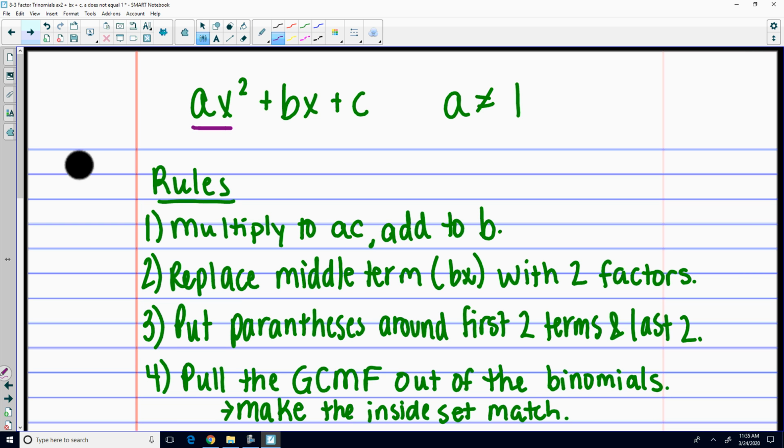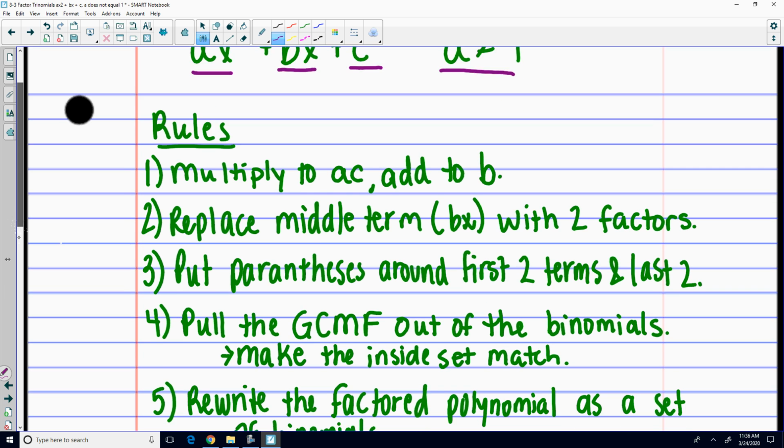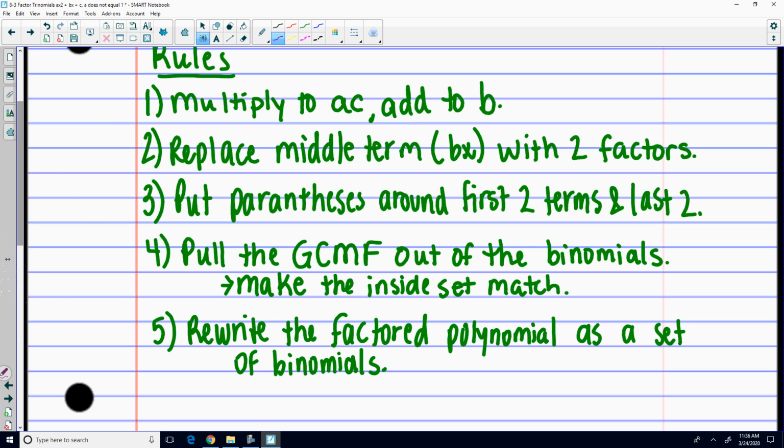So I've got my form, ax squared plus bx plus c, remembering those pluses can be minuses. Today, a does not equal 1. So here are the 5 rules for completing this. I completely understand this might make zero sense right now, but I'll show you a bunch of problems, so hopefully it makes more sense. So the rules. First, this rule is the same. It must multiply to ac and add to b. So that is exactly the same.